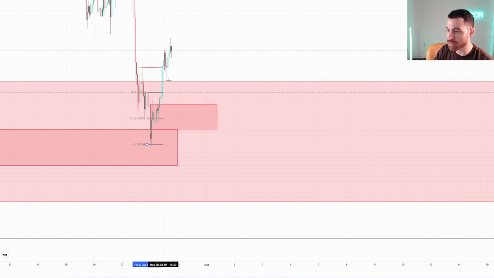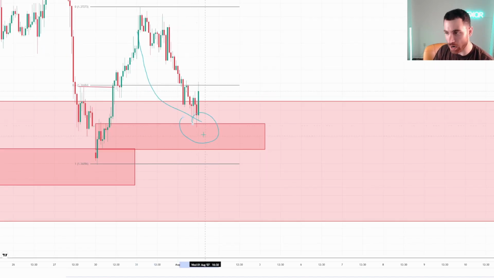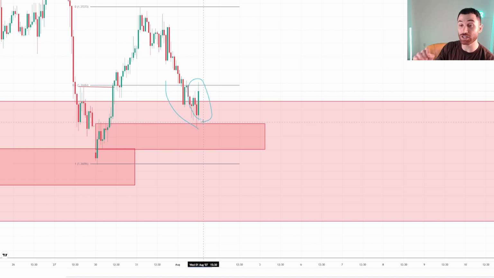Let me draw my 50% mark. There you go. We have our displacement candle. See, we're going down and we hit our POI. Like here, we touched it. Then we get a powerful candle in the other direction. In this case, we were going down and we have a green, powerful candle.